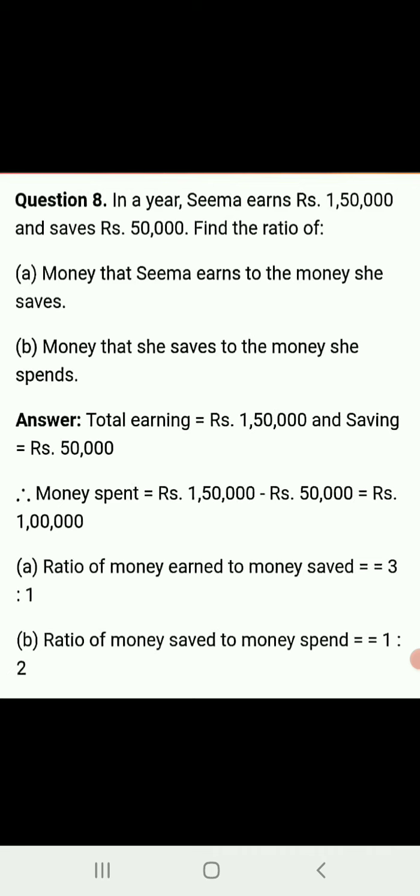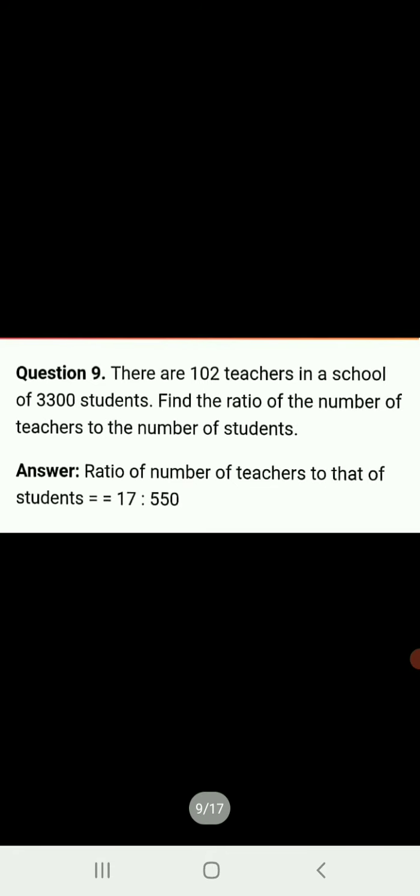Money that she saves to the money she spends. So how much is she saving? 50,000. How much will she be spending? 1,50,000 minus 50,000. The total earning minus what she saves is her expense, the money she spent. So that is 1 lakh. So how will you write? The money she saves is 50,000 by what she spends, 1 lakh. 50,000 by 1 lakh. On reducing, you get 1 by 2. You can write it as 1:2.